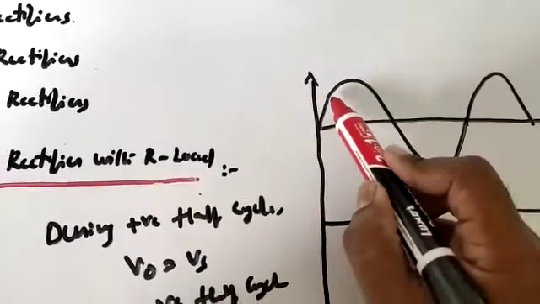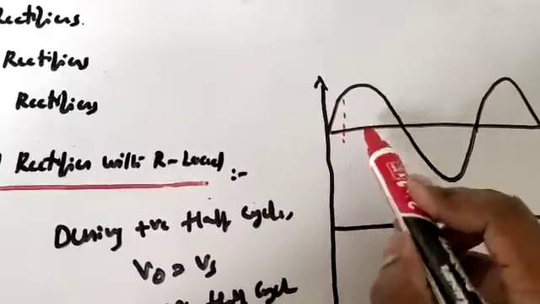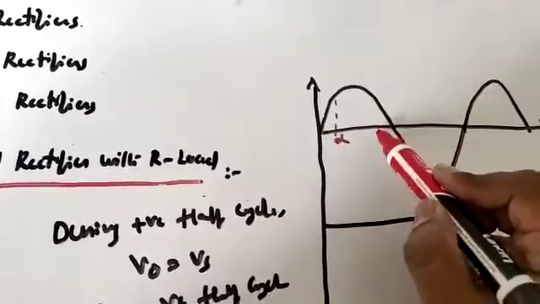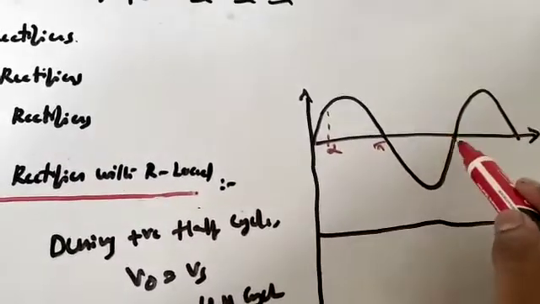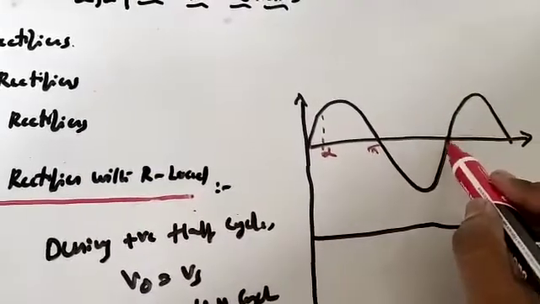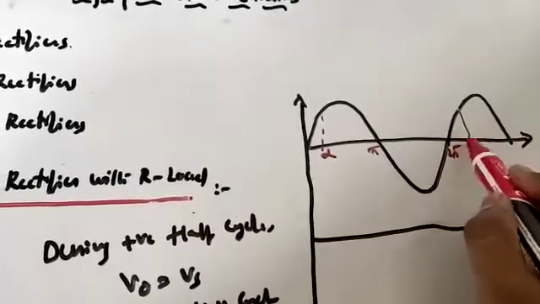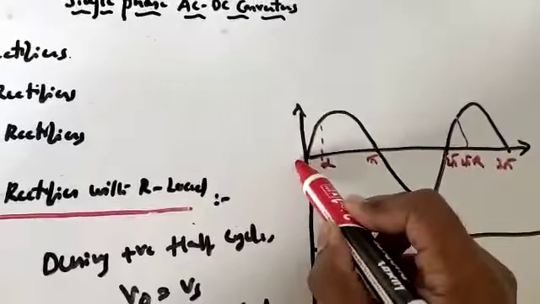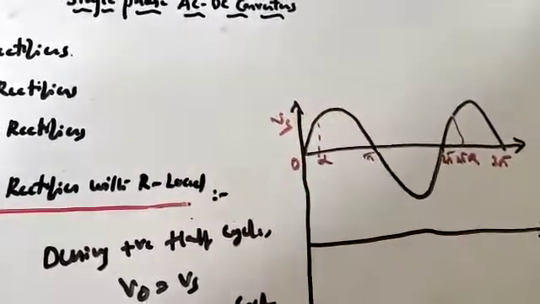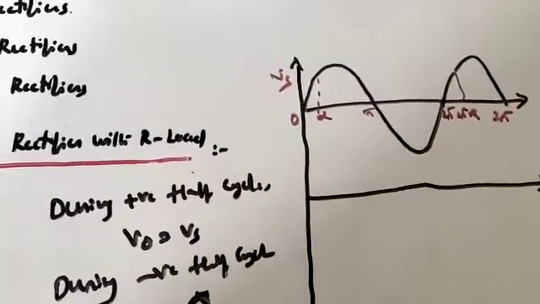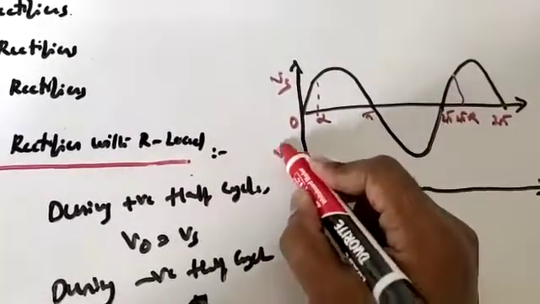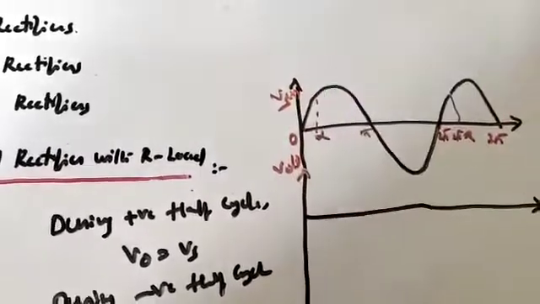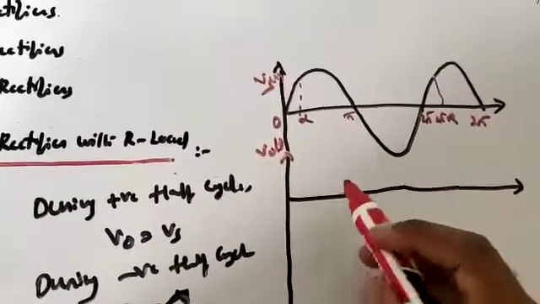At alpha, this is the alpha condition. At alpha, I have provided the triggering angle, right, to the thyristor. Alpha, pi, this is 2 pi, this is again 2 pi plus alpha, this is 3 pi, this is 0, and this is nothing but the supply voltage Vs. Now at alpha, when I have triggered, this is v0 of t, and this is Vs of t, right? So at alpha, what is going to happen?